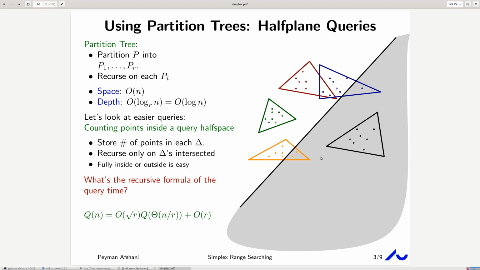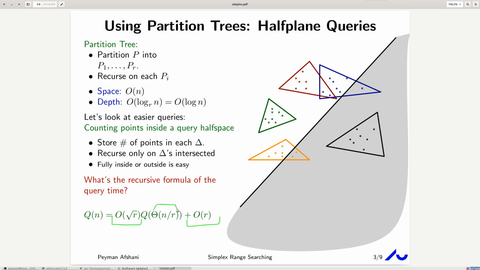If we write down the recursion, it is relatively easy to write down. The number of children that you recurse is O of square root R, because that's how many triangles you intersect with your line. All the other subtrees you recurse or you ignore. So to process all the other subtrees, you just look at them once. There are R triangles, so you just look at each one in constant time. You get this, and the number of points inside each triangle is theta of n over R, so you get this recursion. Okay, so this is a very easy recursion to write down.